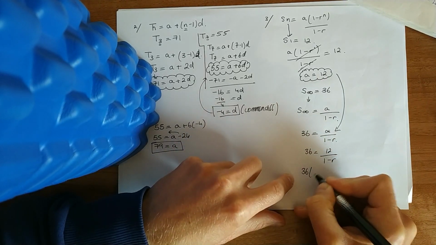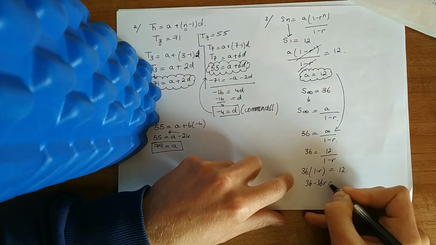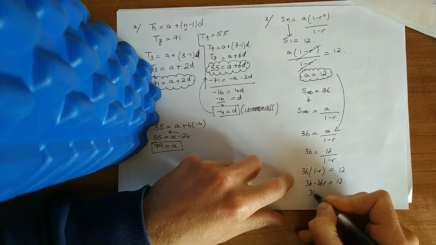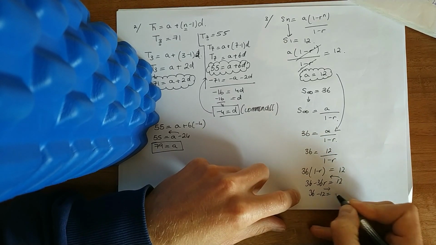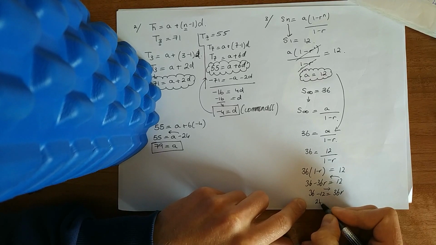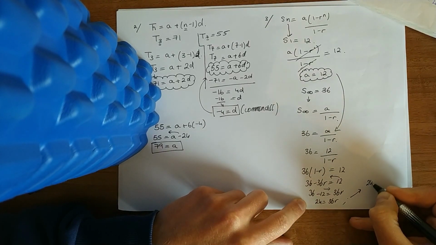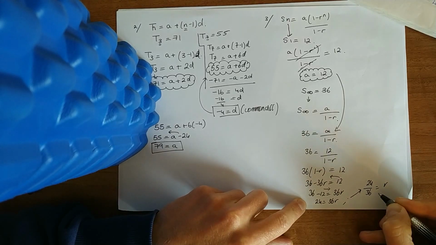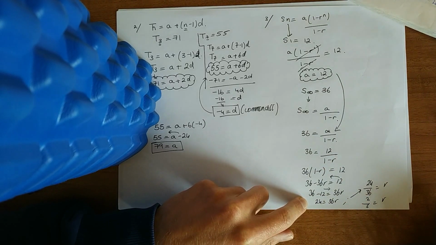Cross multiply. 36 minus 36r is equal to 12. 36 minus 12 is equal to 36r. 24 is equal to 36r. 24 over 36 is equal to r. 2/3 is equal to r. r is equal to 2/3.